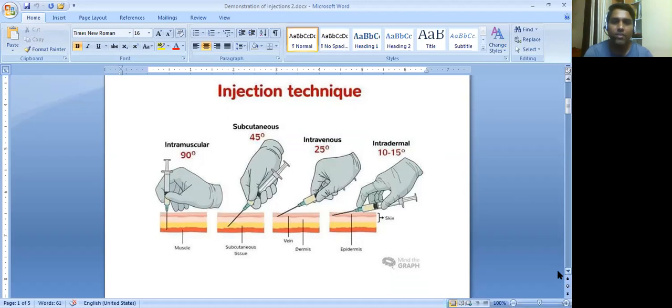So intramuscular injection is inside the muscle. Subcutaneous means below the skin, inside the fat which is below the skin. Then intravenous is inside the vein and intradermal is inside the skin. So subcutaneous and intradermal are two different things. Intradermal means inside the skin and subcutaneous means below the skin in the fat.